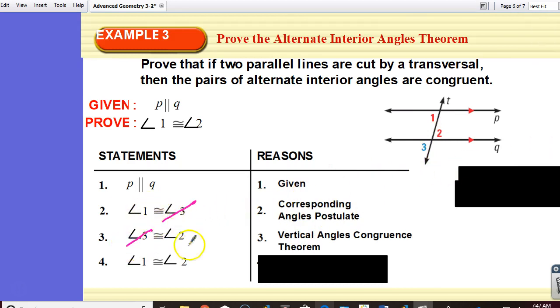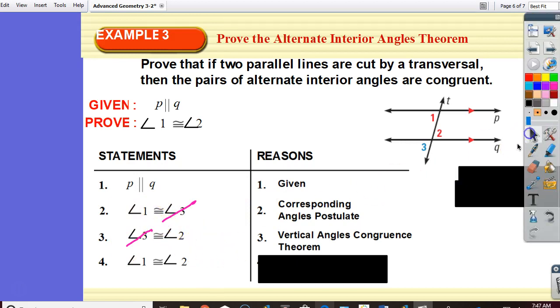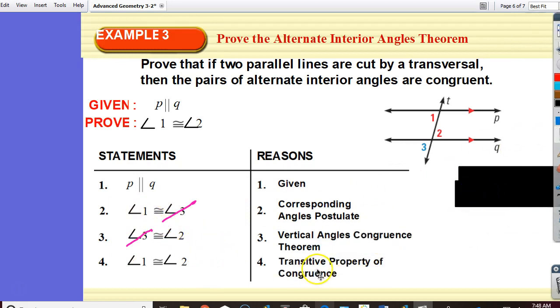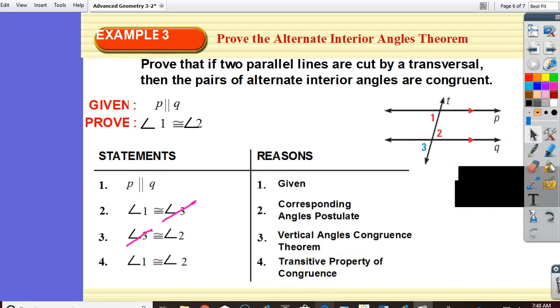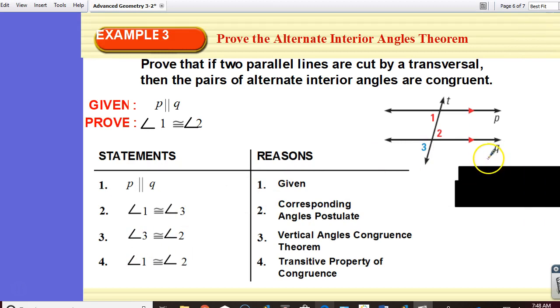Sub a whole side for a whole side is called transitive. When you sub that whole side for that whole side, that's called transitive. Makes sense, guys? Do you guys get this? So this and this are equal, this and this are equal, therefore these two are equal. So you're proving alternate interior angles are equal without using the fact that alternate interior angles are equal. You need to prove it a different way.